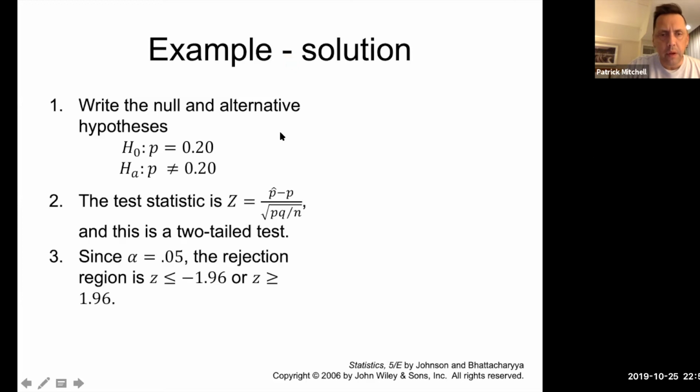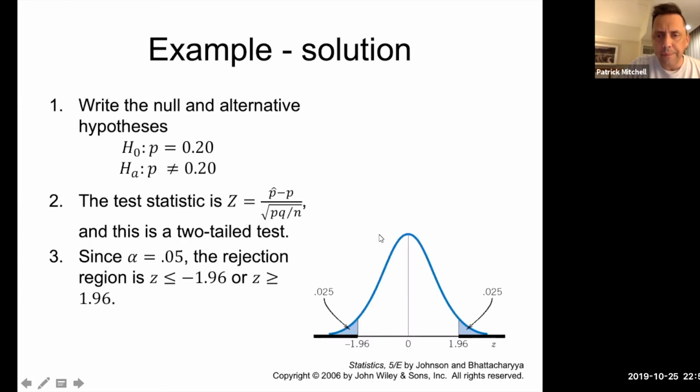Okay. Step 3 is to determine the rejection region. Since alpha is equal to 0.05, which has come up several times before, that means our rejection region is z is less than or equal to negative 1.96 or z is greater than or equal to 1.96, and I found a picture of that. Oh, this is from one of your earlier slides. All right, I thought I recognized that picture.